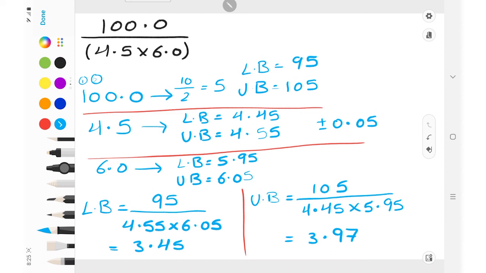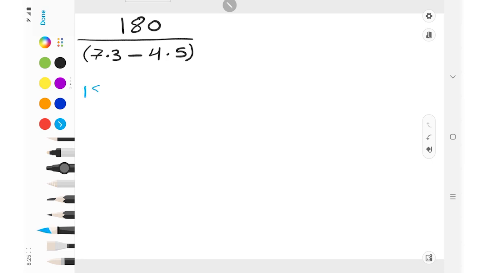My last question and I will end for today. Okay, it's 180 divided by 7.3 minus 4.5. 180. My lower, my upper. What is it? I will add and subtract 5. 10 divided by 2. 175. 185. Plus minus 5.